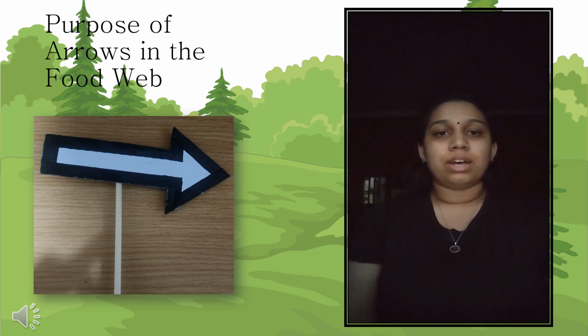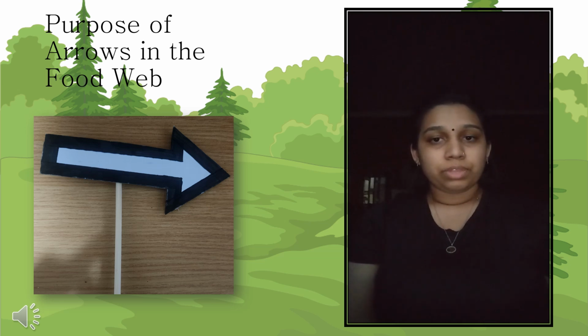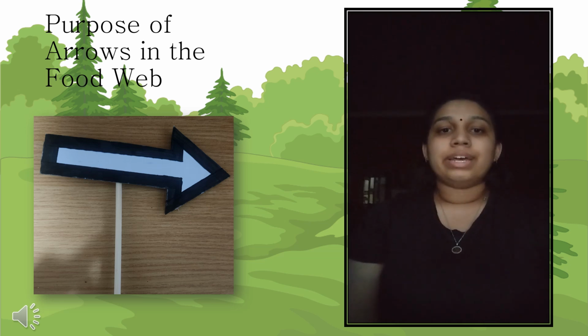By following the arrows, we can trace how energy moves through different levels, from producers like the plants to primary consumers like the herbivores, and on to the higher level predators. This shows the connection of all organisms within a food web and highlights how energy circulates to support life in the ecosystem.